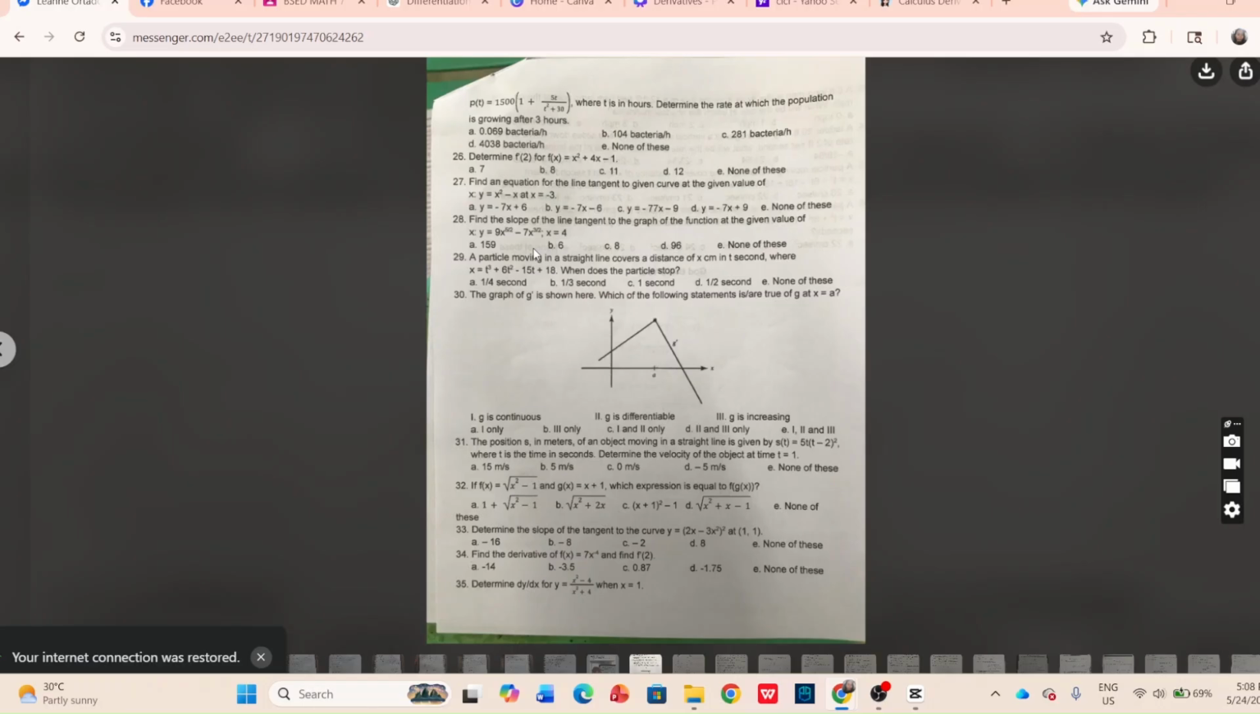And then we will substitute the number into it. So for the first one, we have 45 halves times 8 minus 21 halves times 2. That would be 180 minus 21, which gives us 159. Therefore, our answer for 28 is letter A.